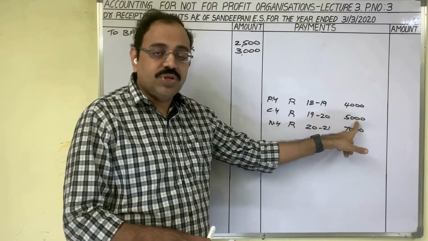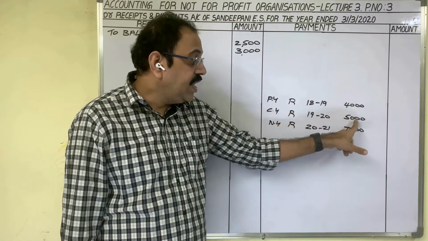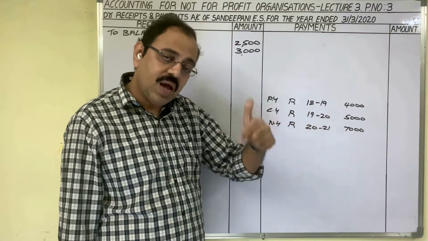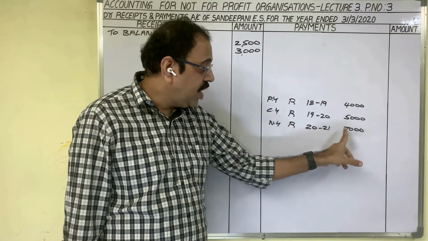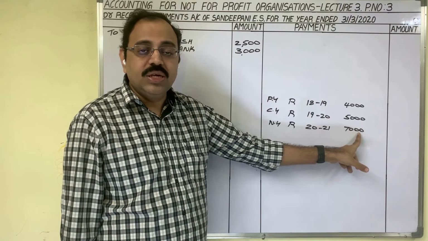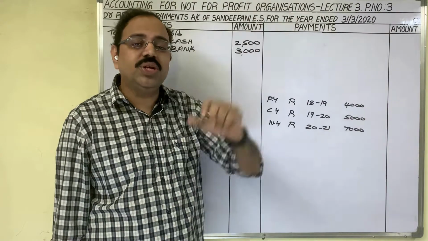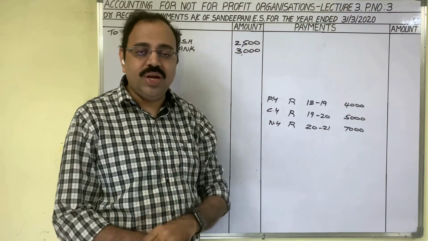In 2019-20, amount 5000 rupees. Meaning, in current year rent expenditure is 5000. We paid that 5000 in current year only. Next, 2021, amount 7000 rupees. Next year rent expenditure amount is 7000 rupees. That amount we paid in current year only.